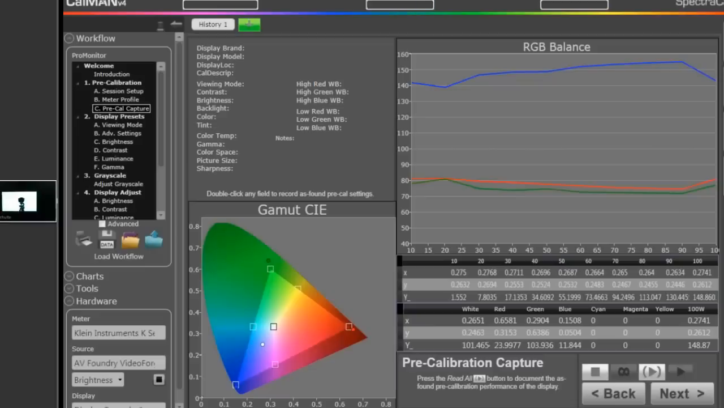So it's gone through the primary colors and now through secondary and finishing up on yellow.